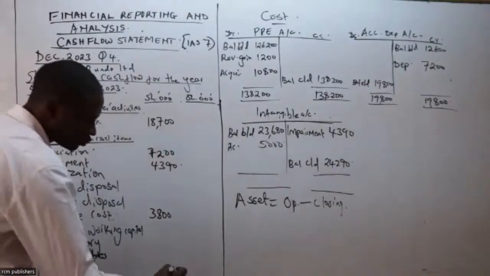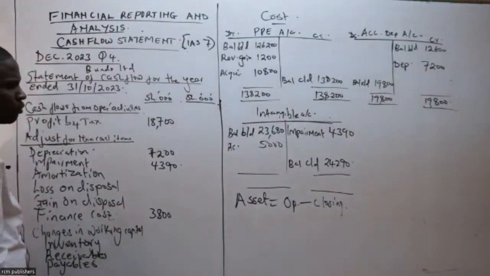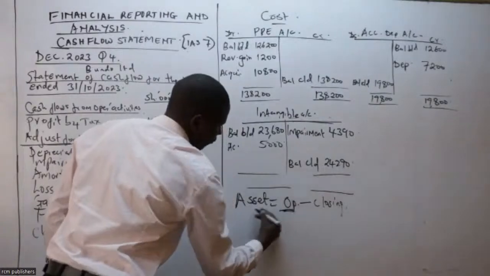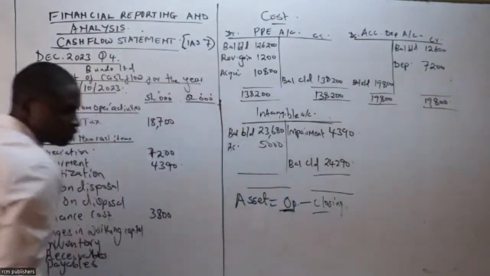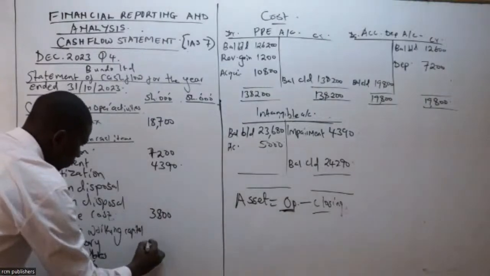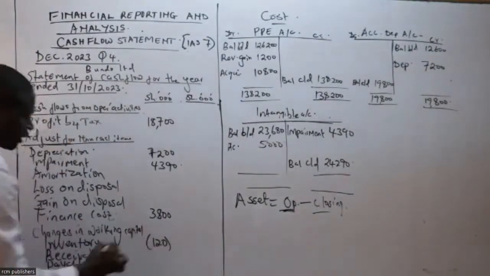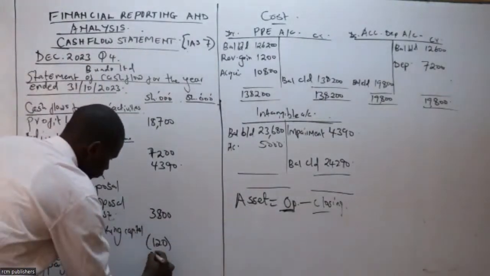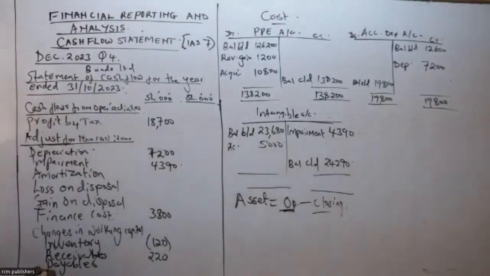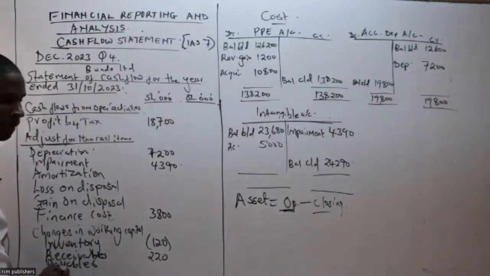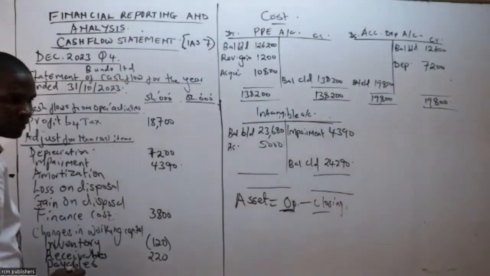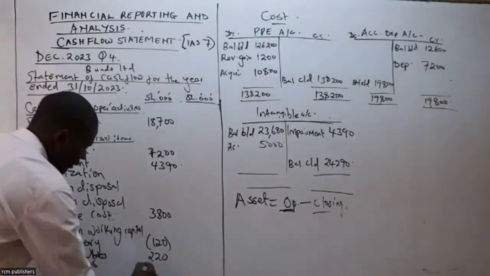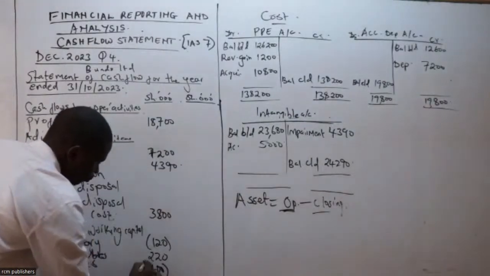Inventory was minus 120. So for those people who join, just take the opening of the inventory and then less the closing of the inventory. You get 120, which is an outflow. What about the receivable? Receivable was 220, which is an inflow. And then the last one, the payable. Payable, we want to move well, and then we see how we help each other. So what about payable? 400, which was an outflow.